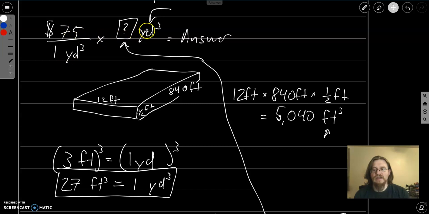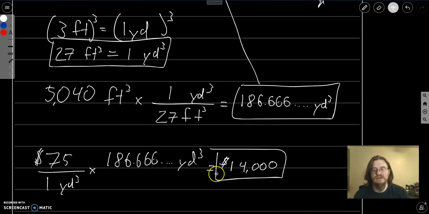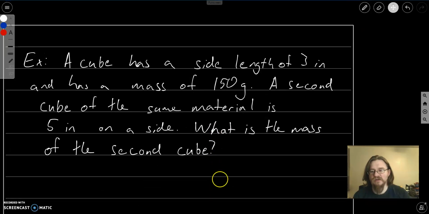We knew that we had to cancel cubic yards to get just our answer in dollars. So I needed to find the volume of our sidewalk or our path in cubic yards. So we just had to convert the volume into yards, and we're good to go. Let's work with some more units here.